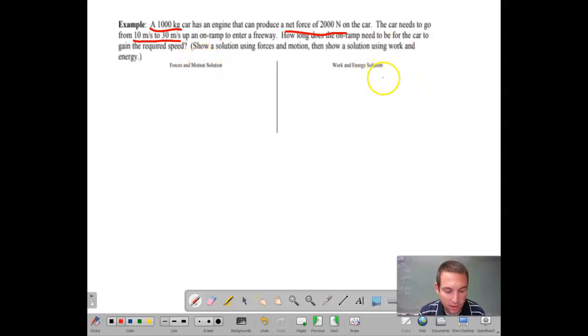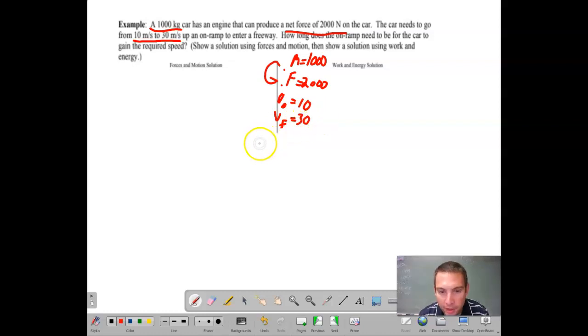So this will give us a chance to compare and contrast the difference between these two. But to make it simpler for both of them, I'm going to list out what's given to me. We know the mass is 1,000 kilograms. I'm going to leave off the units to keep it clean. We know our net force equals 2,000 newtons. And we know our initial velocity equals 10 meters per second, and our final velocity equals 30 meters per second. And the question is asking, how long does the ramp need to be?